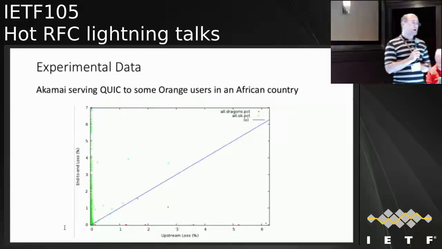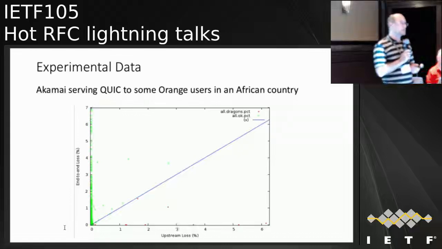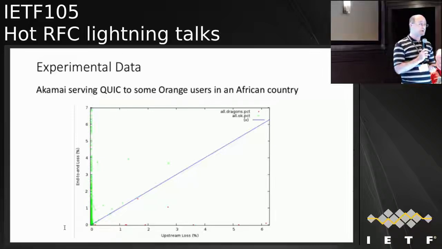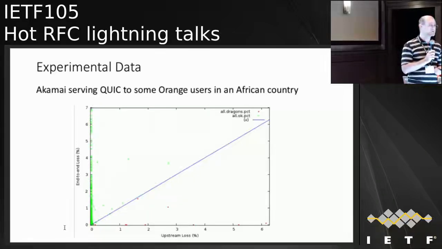So it's cool in theory, but we decided to test it in practice. Akamai has implemented a scheme based on this in our deployed servers, and we've been serving QUIC traffic to some Orange end users in a number of countries for some time, and there is data for it, actually real-world data, not simulator or anything else.